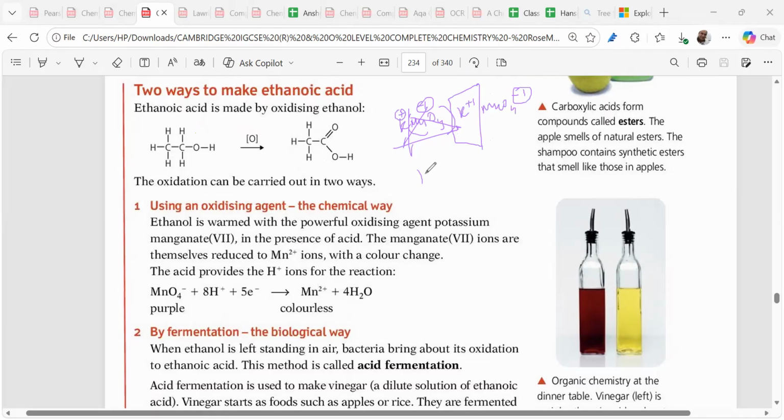There's another oxidizing agent. What is the oxidizing agent? Potassium dichromate, K2Cr2O7. This is the thing we are seeing, which can be used in this particular reaction. So this is very important: there are two oxidizing agents.